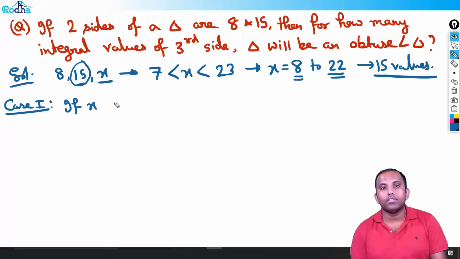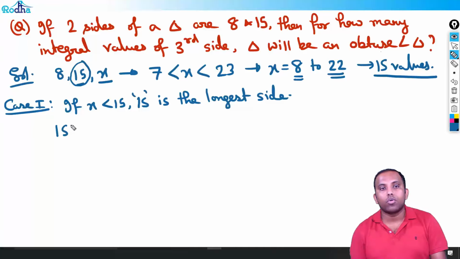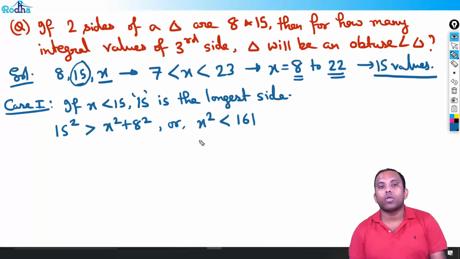If x is less than 15, then 15 is the longest side. In that case, 15 square, that is longest side square, should be greater than sum of squares of other two sides, that is x square plus 8 square. So what is the answer in this case? Or I can write, x square should be less than 225, which is 15 square, minus 8 square, that is 64. So 225 minus 64 becomes 161. X square is less than 161.